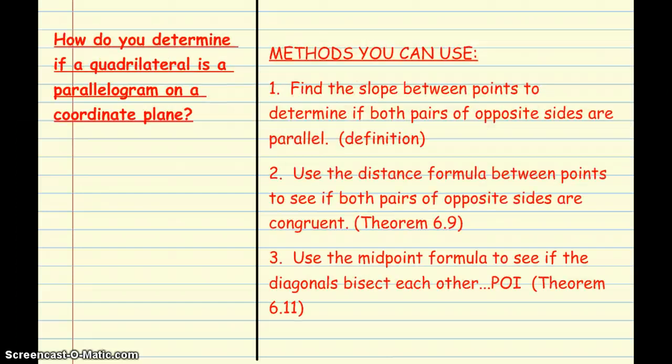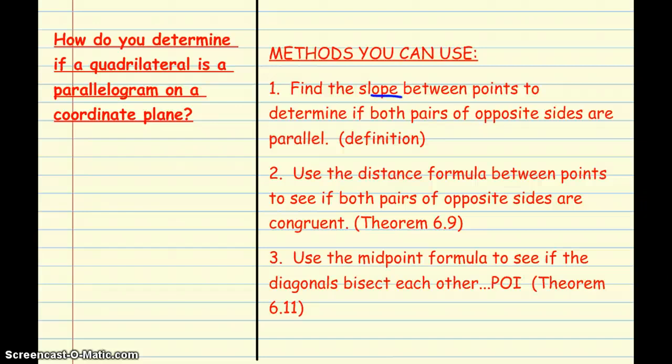So one of the things that you can do is take a look at a quadrilateral in a coordinate grid and figure out if it is actually a parallelogram. And so how do we do that? There are 3 methods that you can do. The first one is you can find the slope between points to determine if both pairs of opposite sides are parallel. That goes along with the definition.